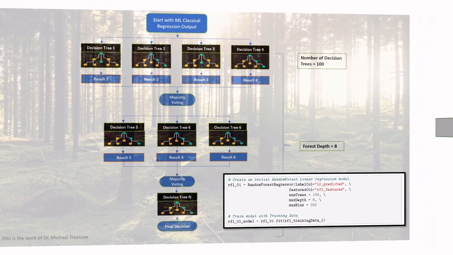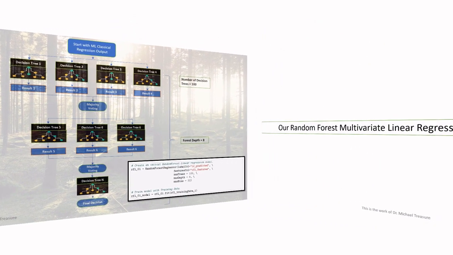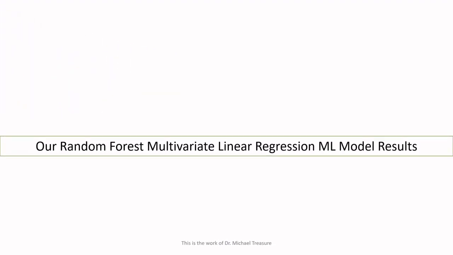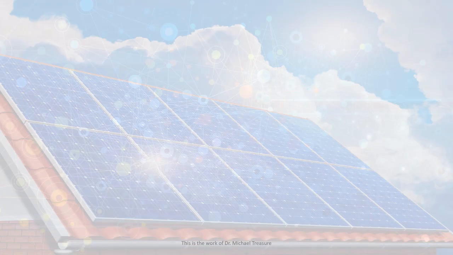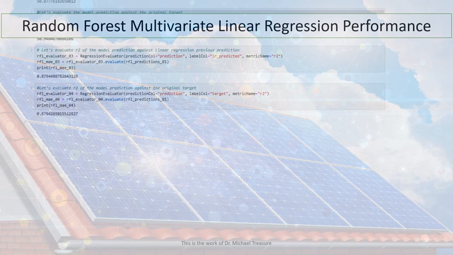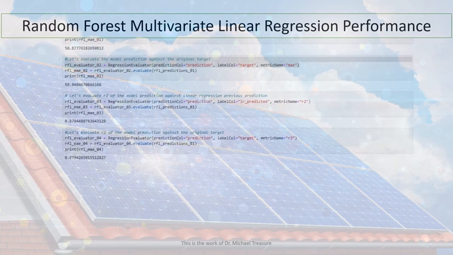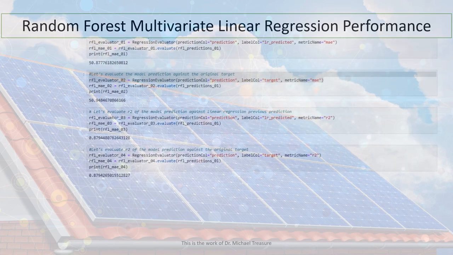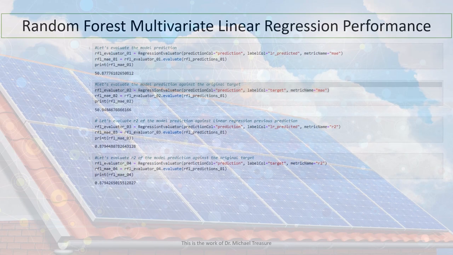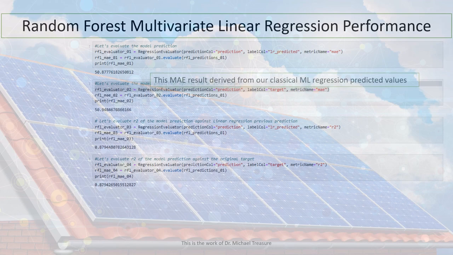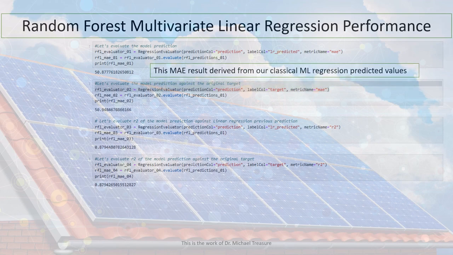Let's examine our random forest multivariate linear regression results. You may observe in this frame, in terms of metrics, at least the following. 1. We calculated the mean absolute error, MAE, for two separate scenarios. The first scenario, we evaluated against the classical linear regression predicted input, as the label column. And in the second scenario, we evaluated against the target, as label column as well. The MAE for both were practically equal at 50.87776 and 50.94847 respectively.